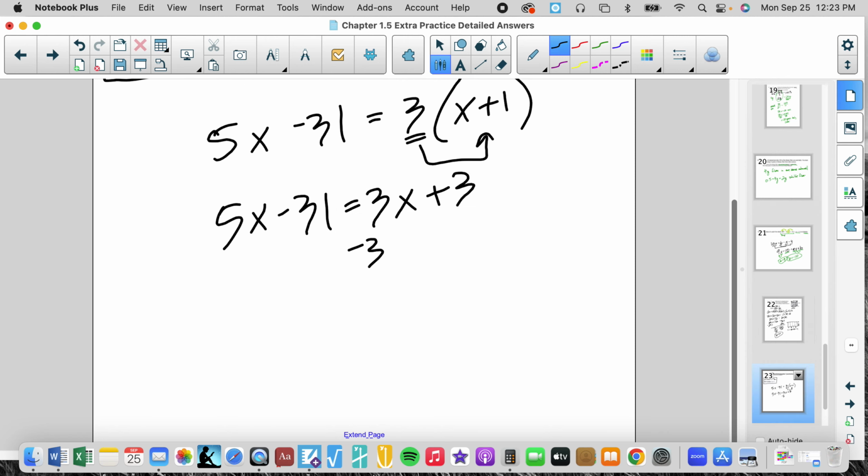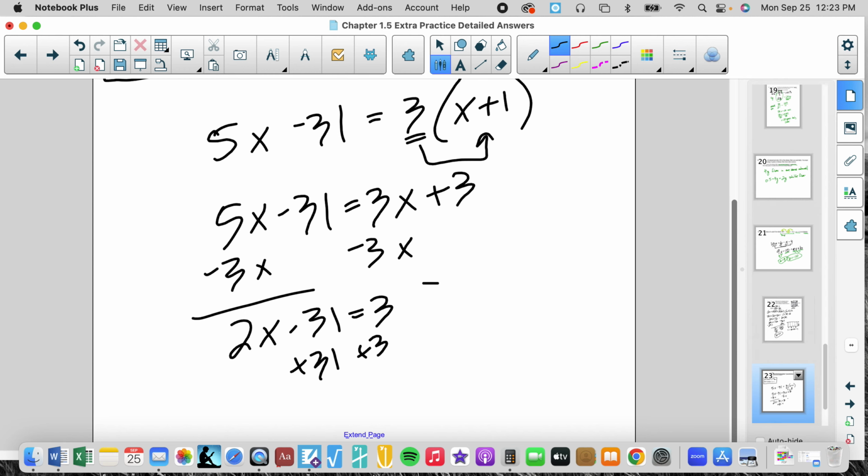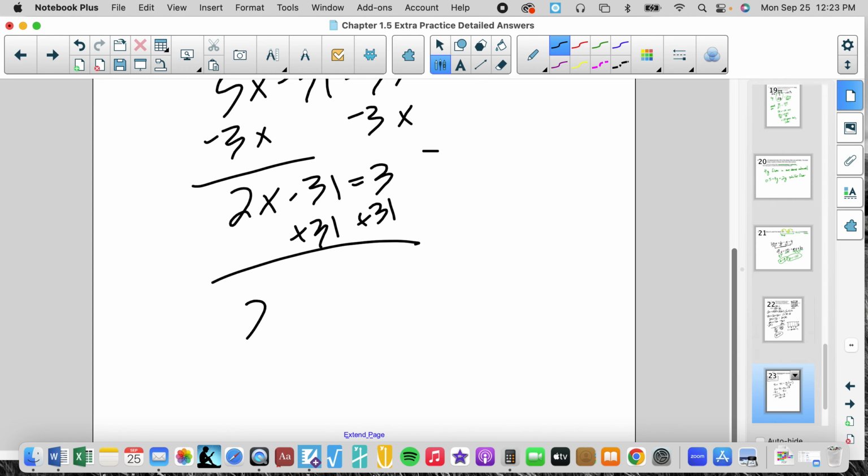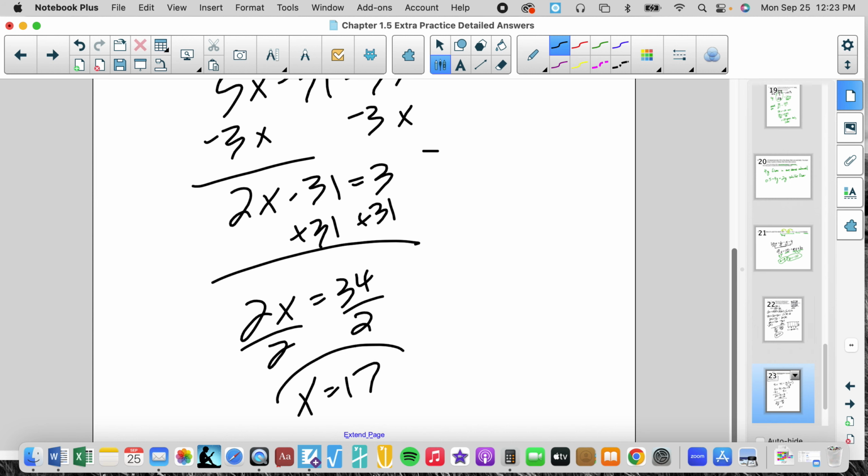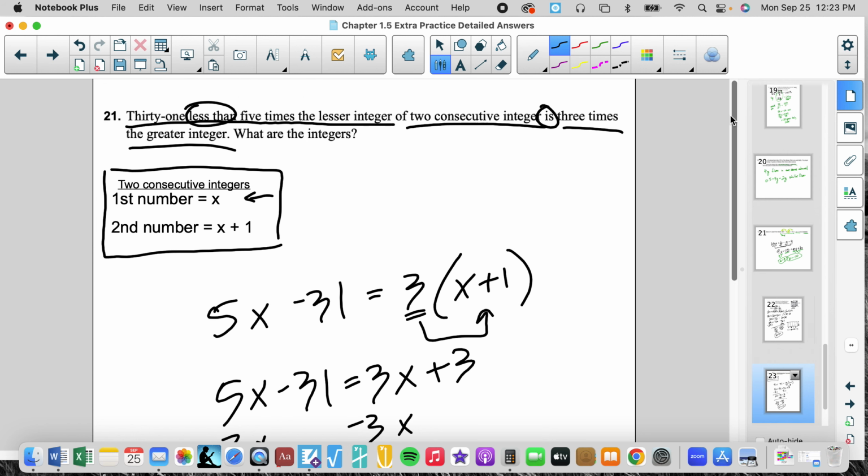Move the variables first. 2x minus 31 equals 3. Add 31. 2x equals 34. Divide by 2. X equals 17. That's my smaller consecutive number. So x plus 1 would be 18. The 2 integers are 17 and 18.